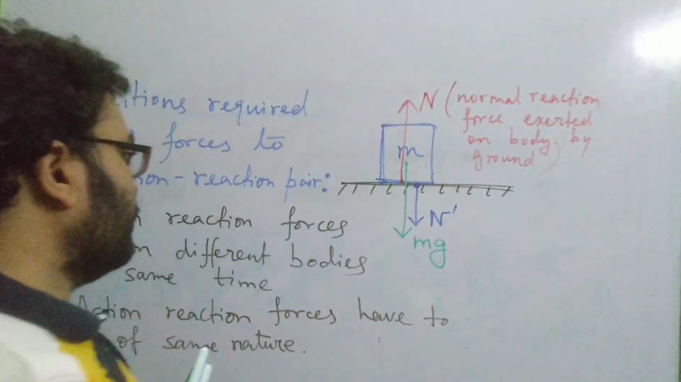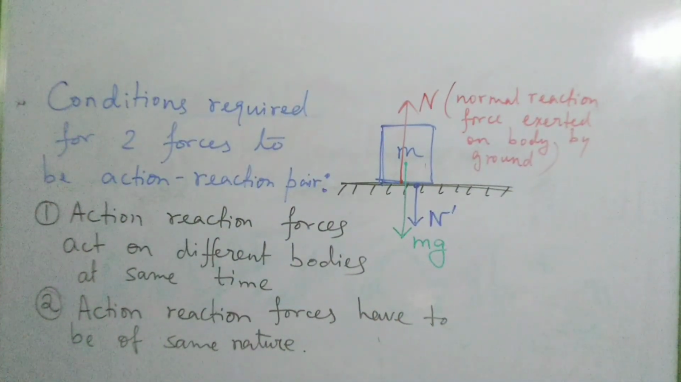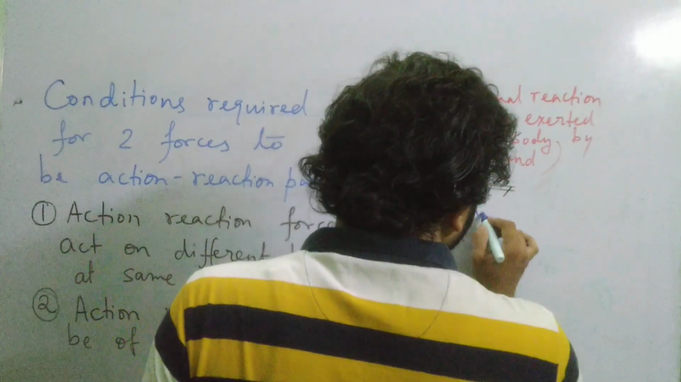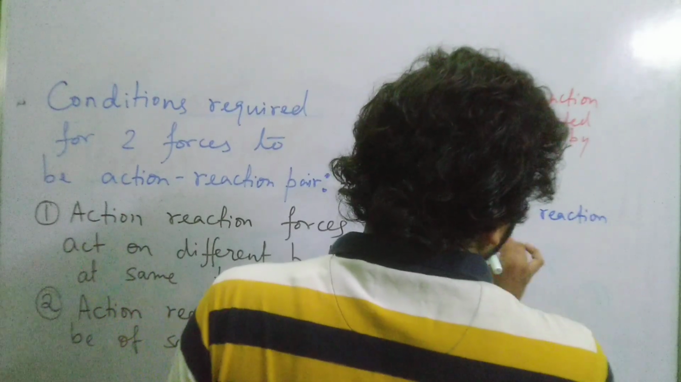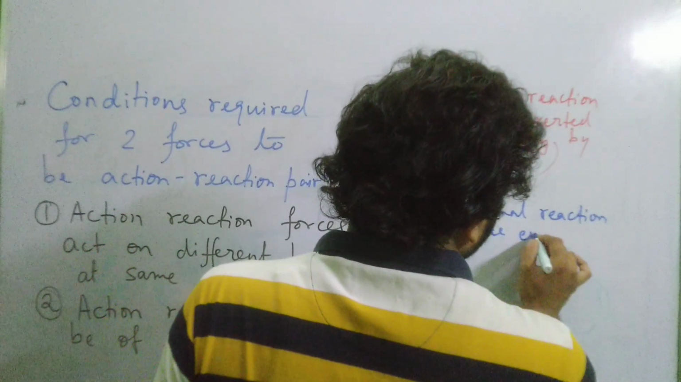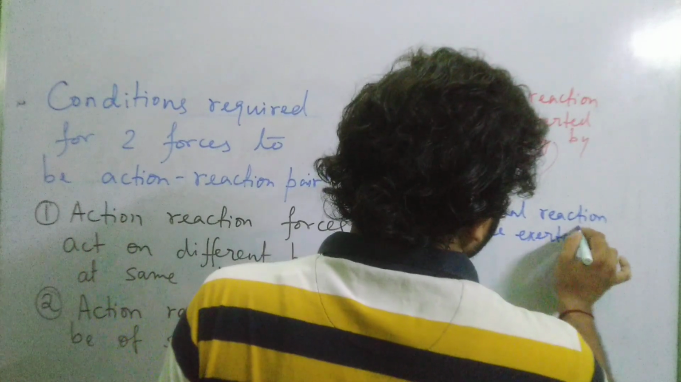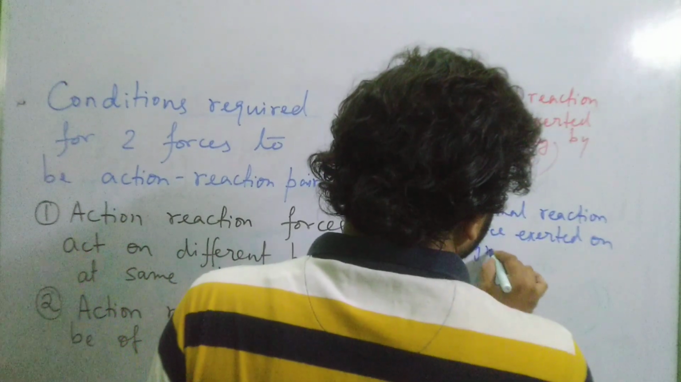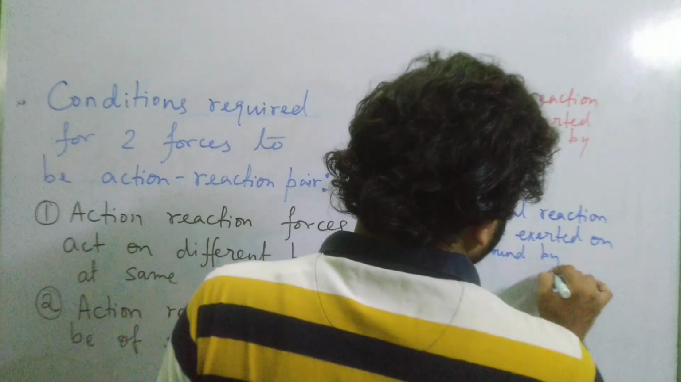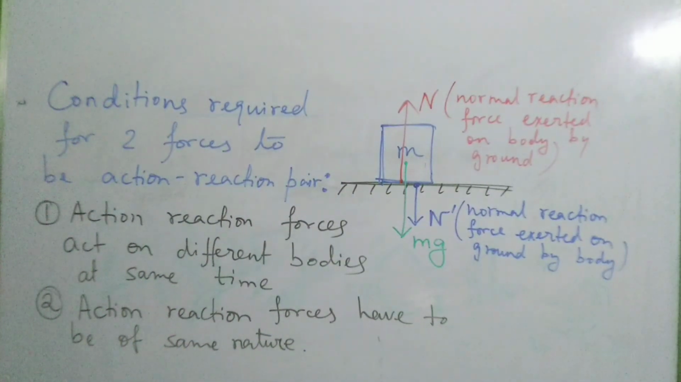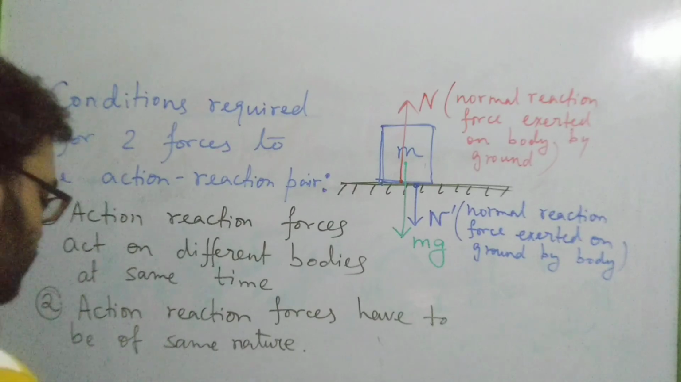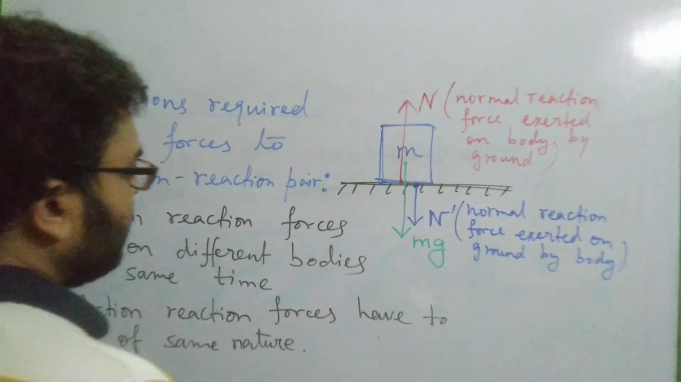Okay, whereas if you consider, the N dash is actually the normal reaction force exerted on the ground by the body. Okay, by the body. So now these two normal reaction forces, according to Newton's third law, are equal. These are the action reaction pair. So the action reaction pair is N and N dash.